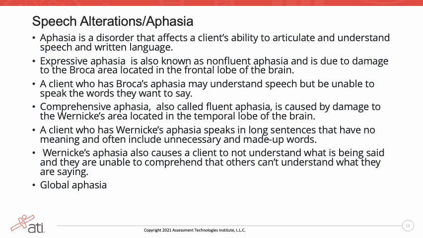And the third type of aphasia is global aphasia, which causes impairments in communication that can be severe. Again, it's caused by damage in different parts of the brain, but these clients can't comprehend language, and they may not even be able to form words or sentences.